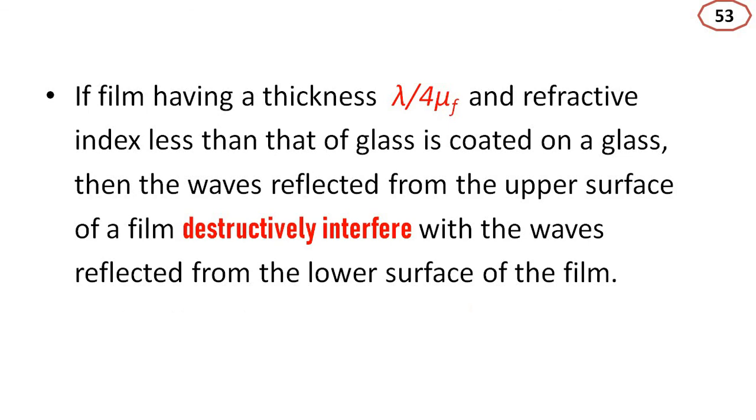So if a film having a thickness lambda by 4 mu f is coated, then the waves reflected from the upper surface of the film destructively interfere with the waves reflected from the lower surface of the film. So it will produce a destructive interference or darkness and hence reduces the reflectivity. Such a film is known as non-reflecting film.